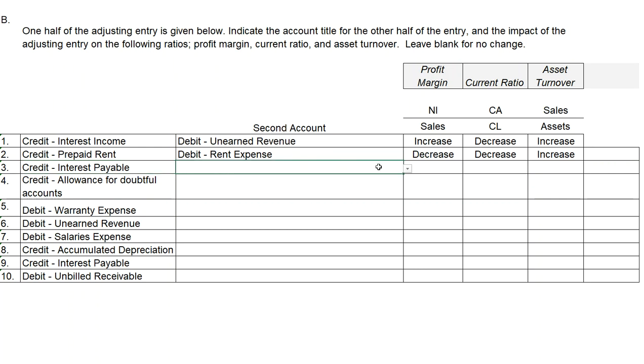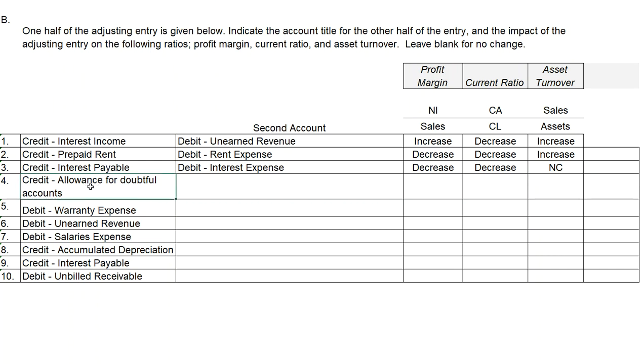Liabilities go up. We obviously did what? We recorded interest expense. In terms of our accounting equation, the expense does what? It decreases net income, so our profit margin will go down. We had no change in current assets, but interest payable will be a current liability. As current liabilities increase, our current ratio decreases. We had no change in sales. We had no change in assets. So we will have no change in our asset turnover.